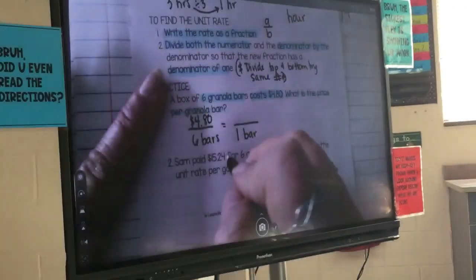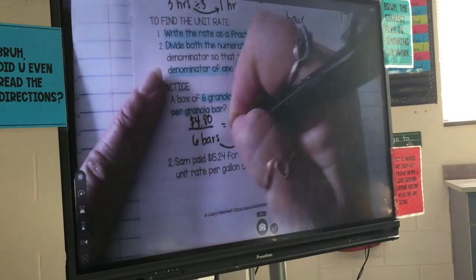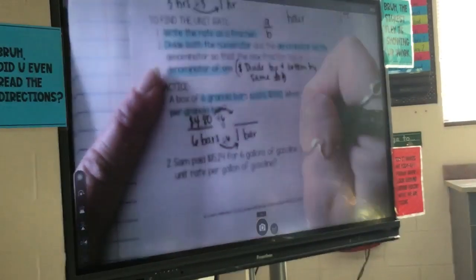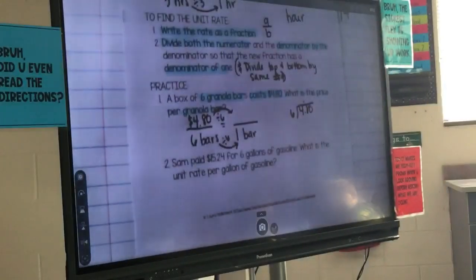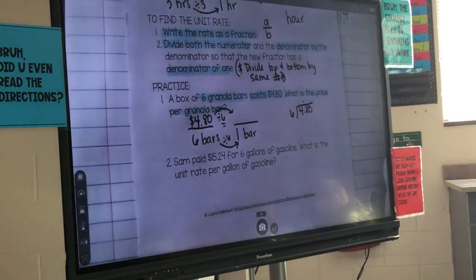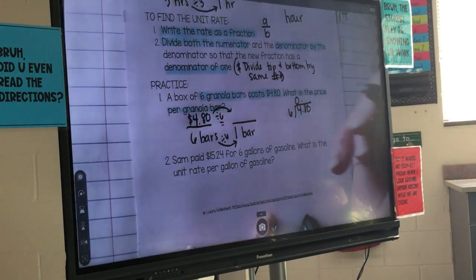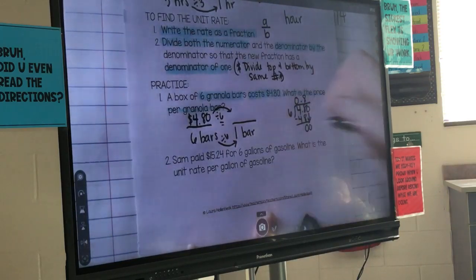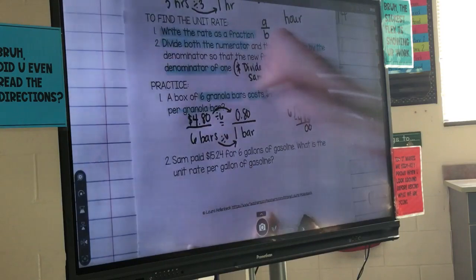So how do I go from 6 to 1? What are we dividing by? Gracie? 6. All right, what do I multiply 6 by to get 4? Sincere? Nothing. What do I multiply 6 by to get 48? Silas? 8. And what do I multiply 6 by to get 0? 0. So my answer for this one is 80 cents per bar.